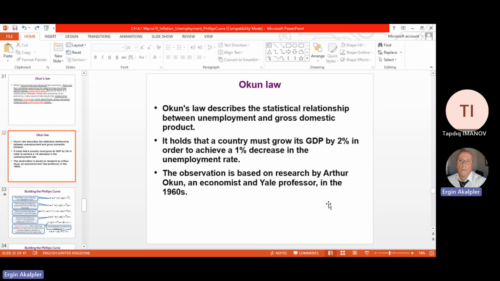These are the opposite cases. So you have to increase the output by 2% to reduce the unemployment rate by 1%. Therefore, this is very important to know. Unemployment increases negatively affect output, or output decreases negatively affect employment. This observation is based on research by Arthur Okun, an economist and Yale professor in the 1960s, who suggested this, and it is still very popular in estimating a country's performance regarding output and unemployment relations.